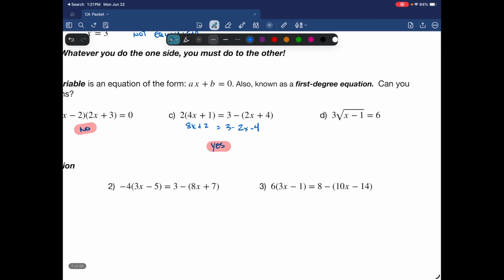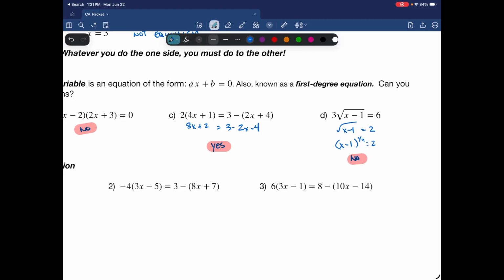Now on D, I'm going to divide by the 3, and so that's going to be the square root of x minus 1 equals 2. We've already talked about rational exponents, where you can take any root and write it in terms of an exponent. So I could say x minus 1 to the 1/2 equals 2. Well, that's a problem because that is not a linear function. X raised to the 1/2, like I said, has to be exactly 1. If it's higher or lower than 1, it's not linear. So this is not linear.